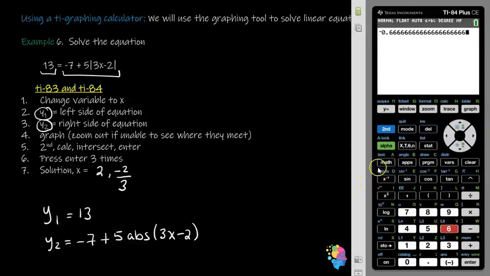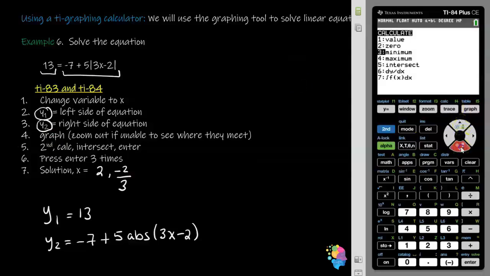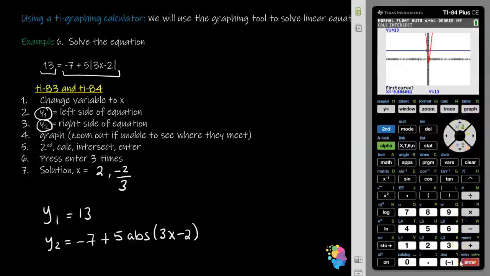And then you're going to do math. You see this math here? And then press enter twice. And now I change that negative 0.666666 into a fraction of negative 2/3. So then we found our first solution. Let's see if we can go find the second one. We're going to go back to the graph. We're going to repeat step 5. So we do second, calculate, number 5, press enter.